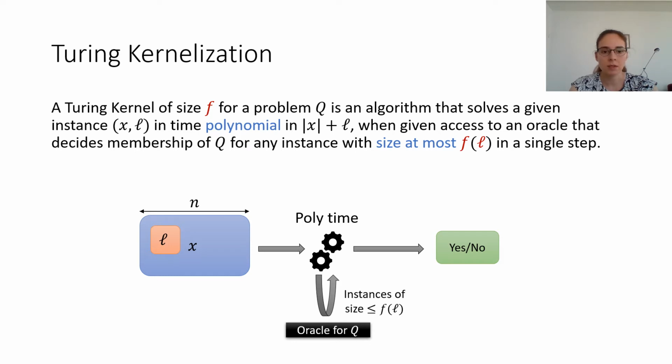One could even produce some small instance after some polynomial time preprocessing, give it to the oracle, and based on whether the oracle says yes or no, produce a new instance, give that to the oracle, etc., etc. Okay, so that is Turing kernelization. Now let's have a look at approximate kernelization.